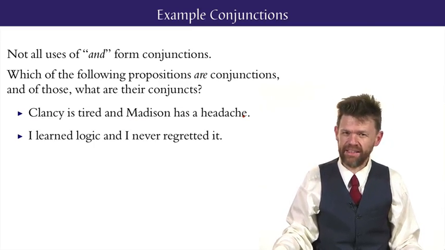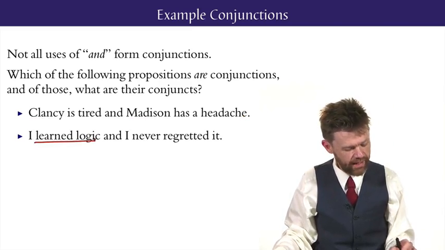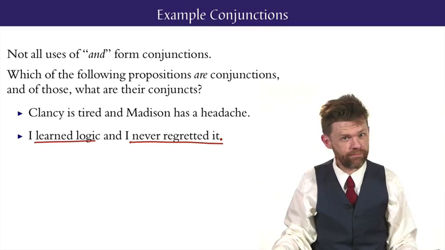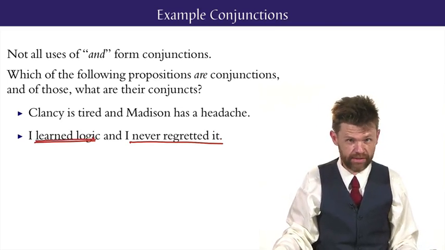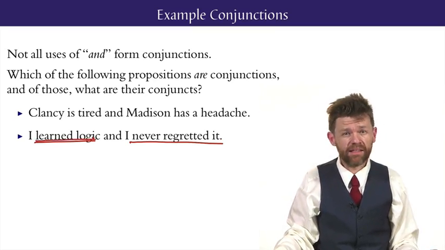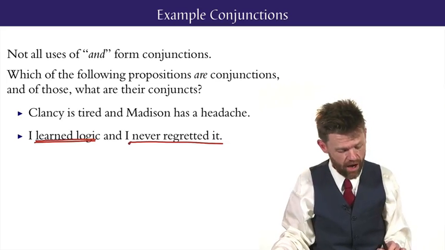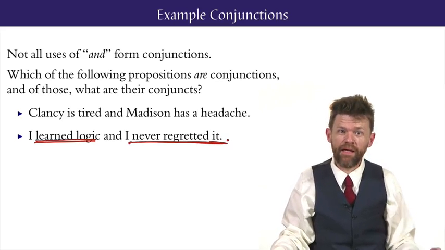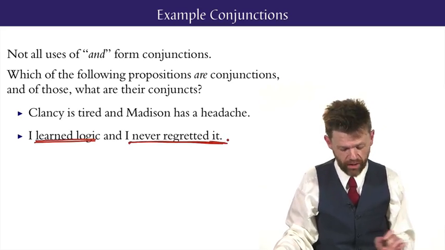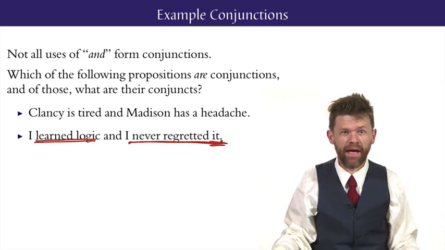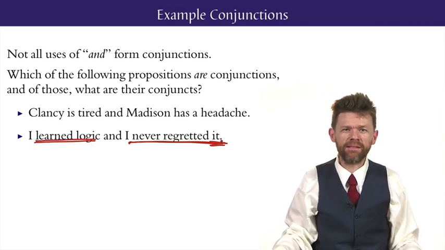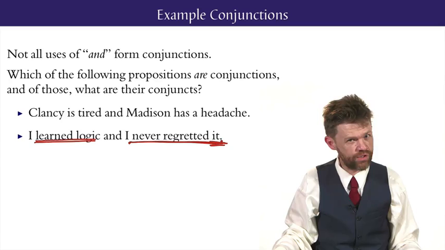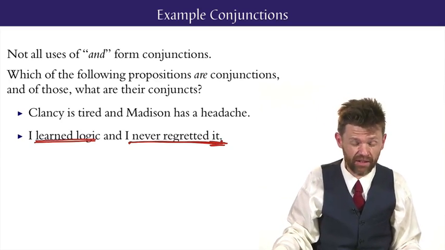An interesting case is this. I learned logic and I never regretted it. Here, the first conjunct is I learned logic, and that is indeed a proposition. That's fine. The second is more complex. I never regretted it only makes sense in context. Were I to take this sentence out of context, I'd have to say something more specific, like I never regretted learning logic. And that's fine. This sentence is the conjunction between I learned logic and I never regretted learning logic.